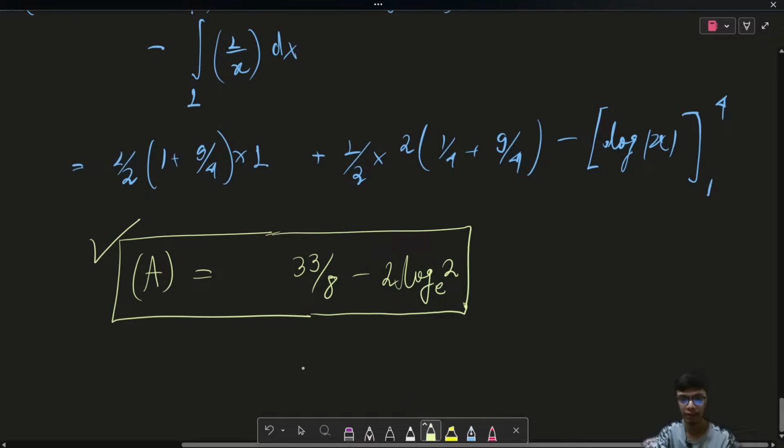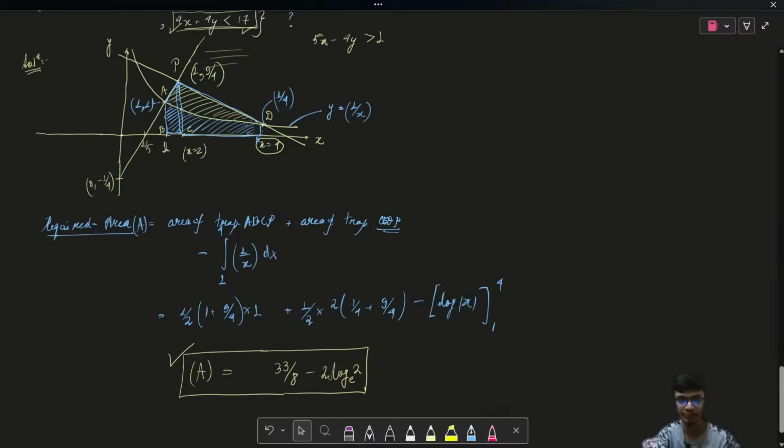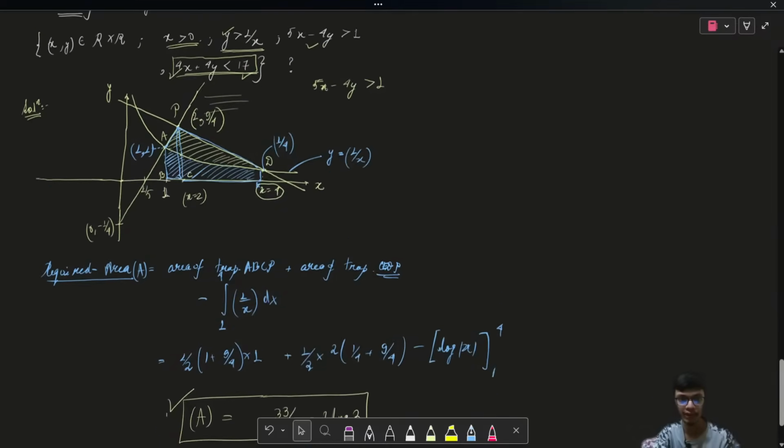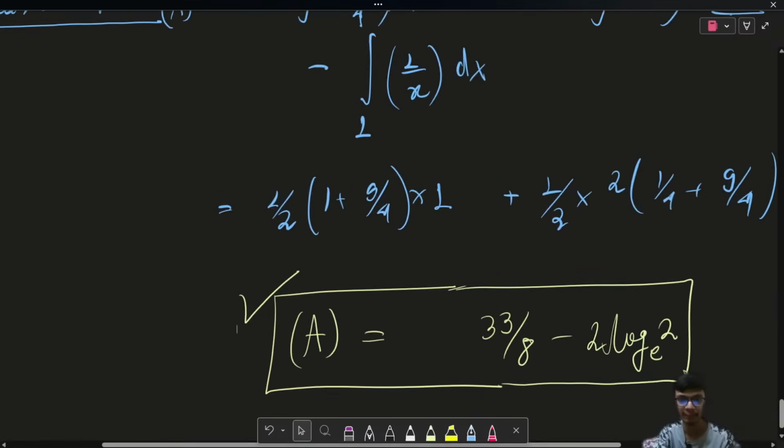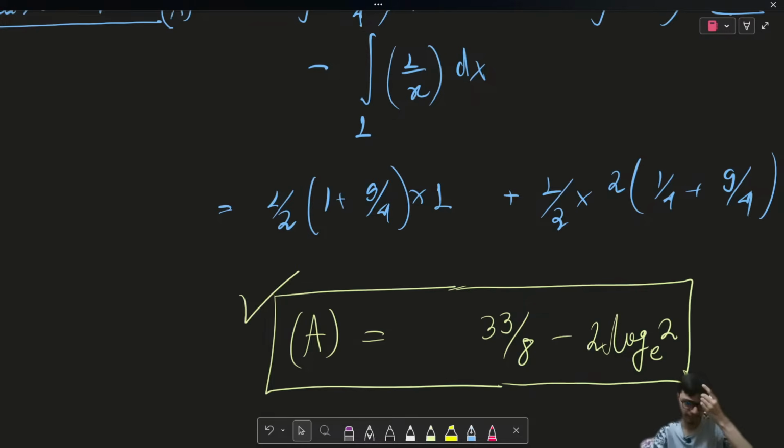So I hope this question is clear to all of you. Is this question clear to all of you? Please let me know in the live chat. Tejas, hello. 19 upon 128. No, no, Tejas, that is not correct. 33 upon 8 minus 2 log 2. Is it clear to all of you? Tejas, check your calculation again.